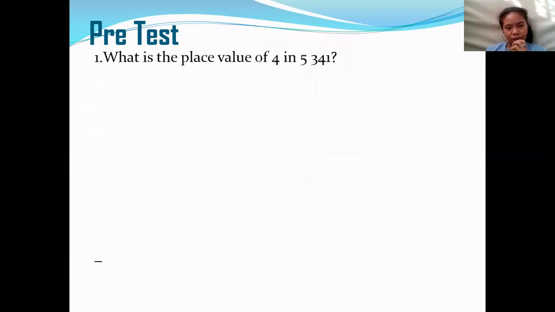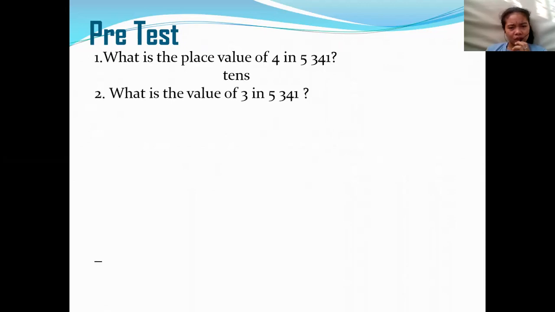So let's have first number 1. What is the place value of 4 in 5,341? The place value, di ba? It includes ones, tens, hundreds, thousands. So what is the place value of 4 here? We have ones, tens. So that is tens. Next, number 2. What is the value of 3 in 5,341? Okay, that's 300. 3 is in the hundreds place, so it's 300.